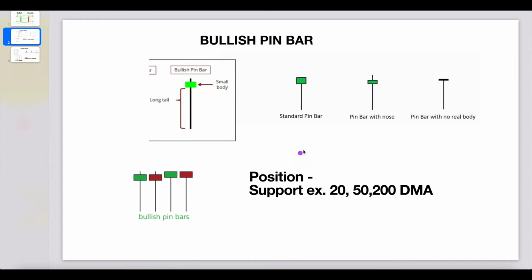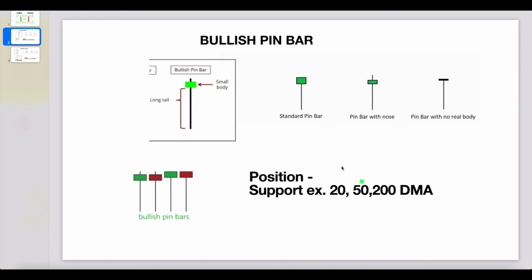Whenever you see this pin bar in any chart, you cannot simply assume that there is a bullish pin bar, so now the uptrend will start. No, this will not start the uptrend. We have to consider the position also, and the position is supposed to be at the support level. If you see this bullish pin bar near support, for example, it can be a 20 moving average, 50, 200, 100 moving average, anything, or even a 10-day moving average. If you see this bullish pin bar somewhere near there, then only it will work.